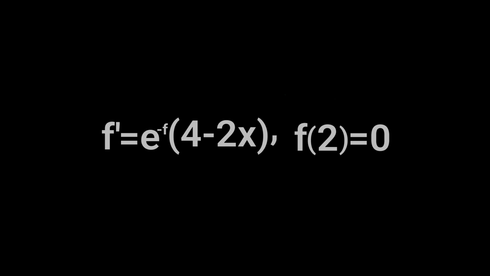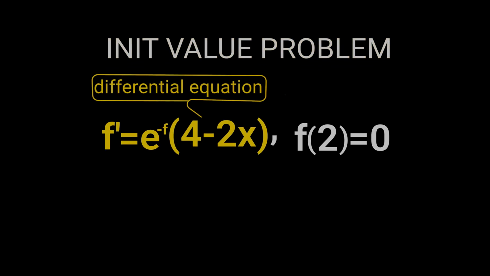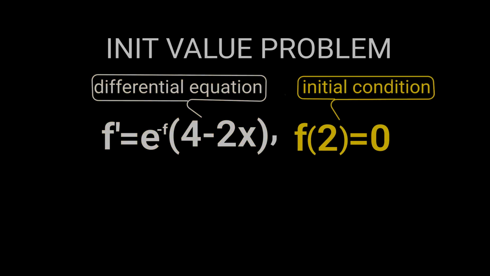We have an initial value problem. We have a differential equation, f prime equals e to the negative f times 4 minus 2x. And then we have an initial condition that is f of 2 equals 0. F equals 0, x equals 2.